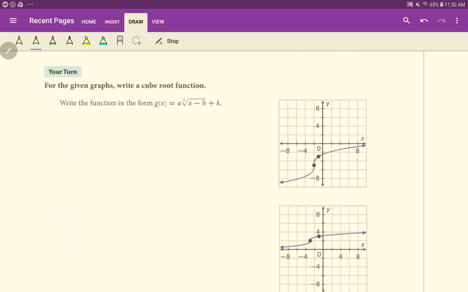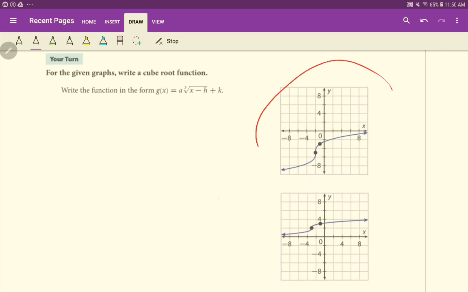Okay. I'll do one more here for you, and then we'll get you started on the assignment. So again, if you want to pause the video, we'll do this one right here. Try that one on your own.